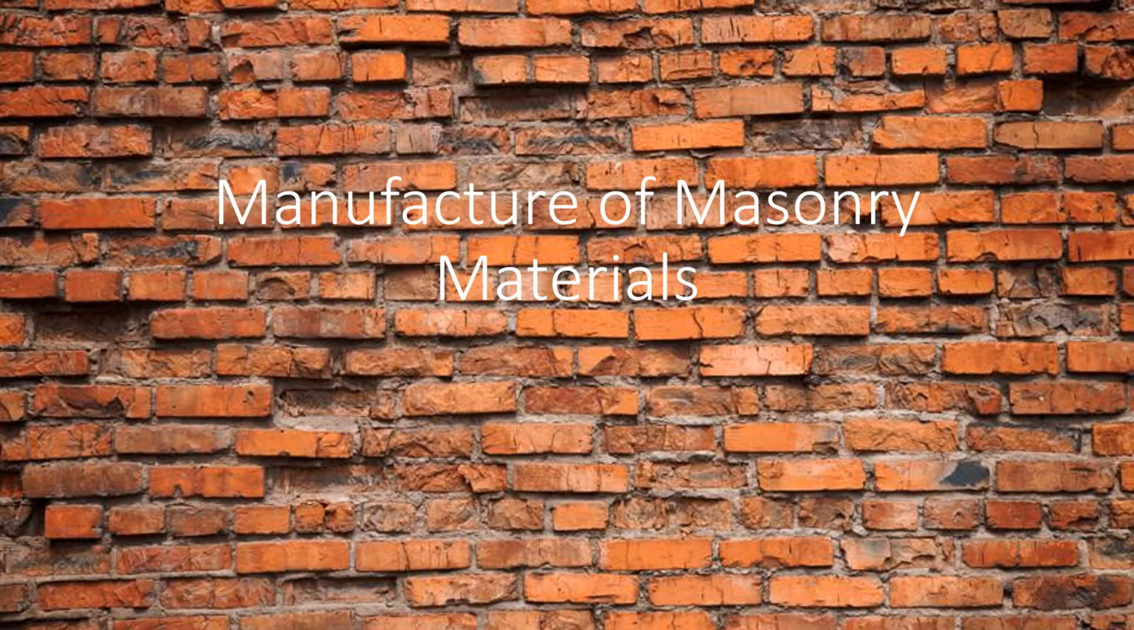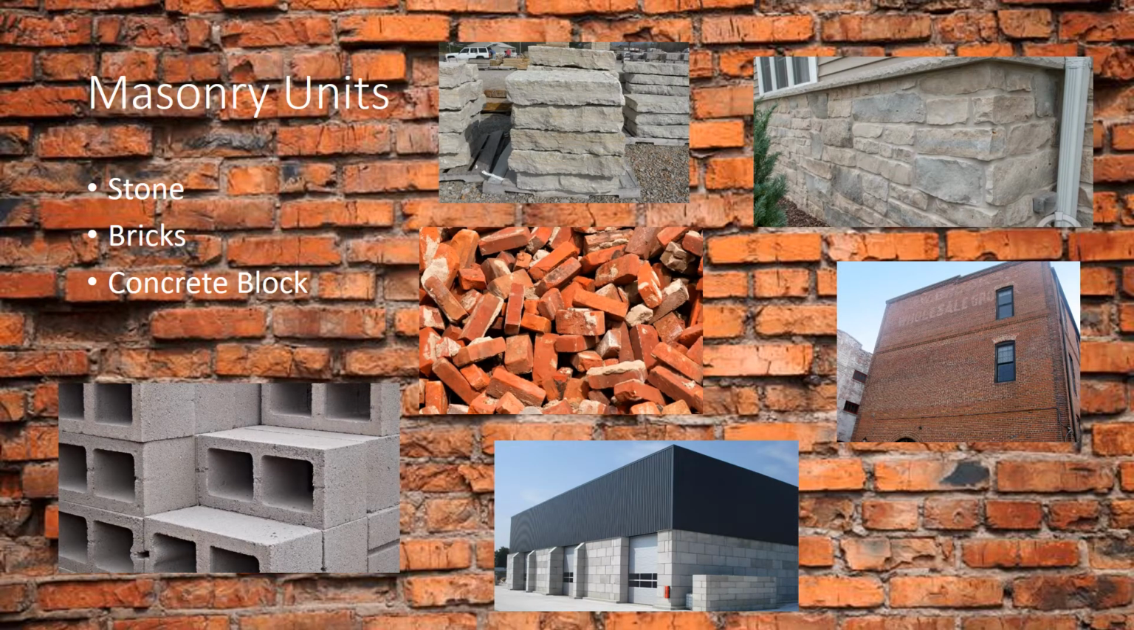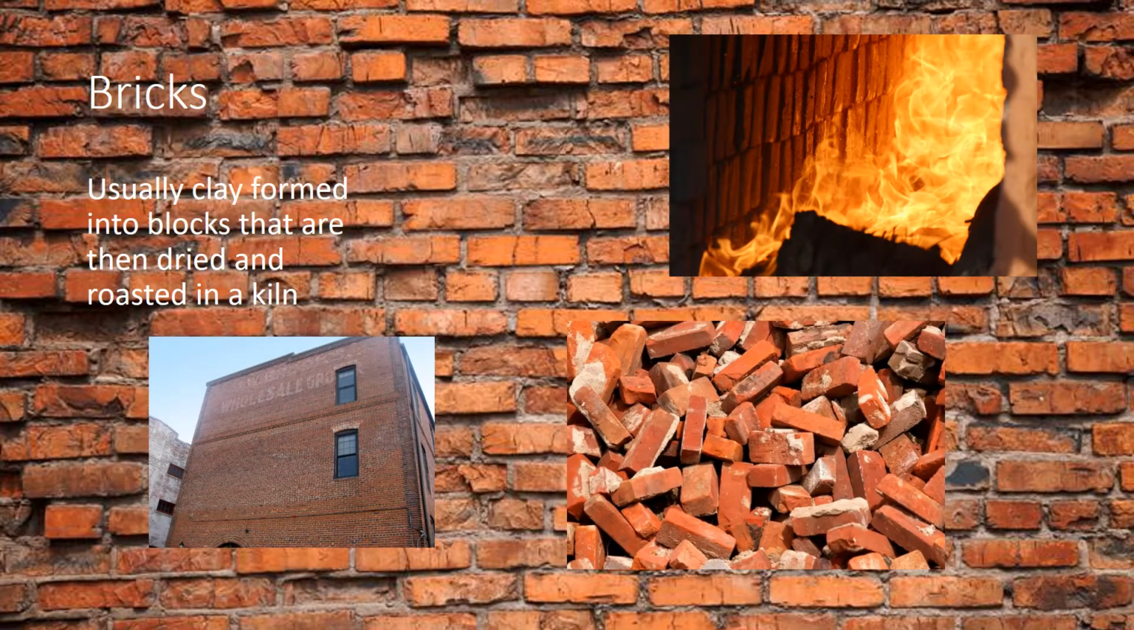The manufacture of masonry materials. There are many materials that can be used as masonry units. The most common masonry units are bricks, concrete blocks and stone. Bricks are the most common masonry unit. They are usually made of clay, which is formed into blocks, which is then dried and fired in a kiln to achieve the desired properties.